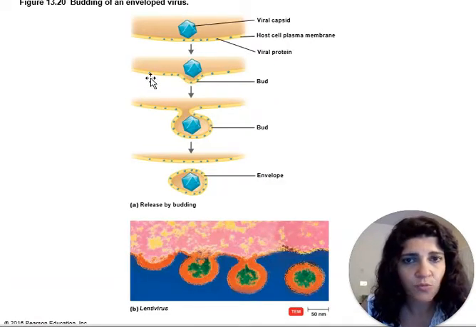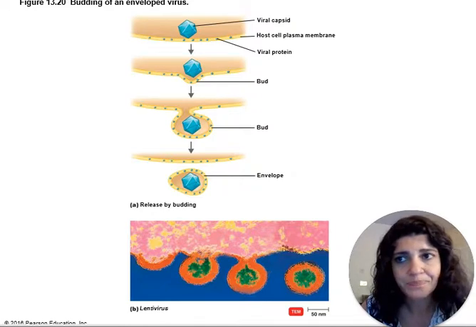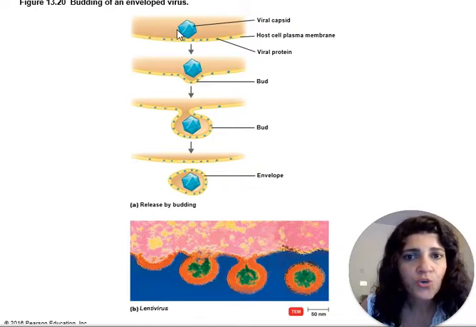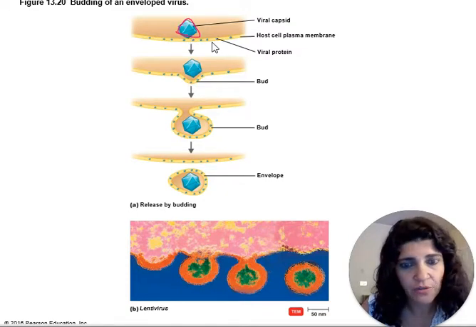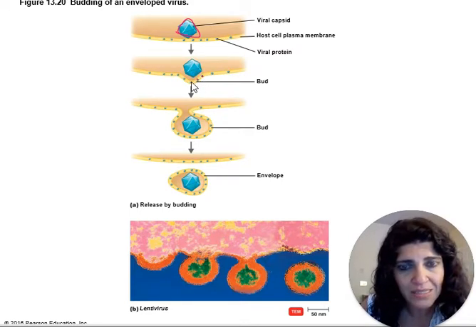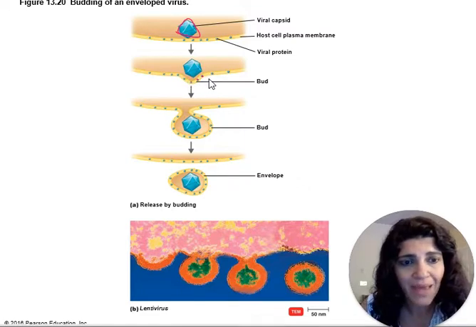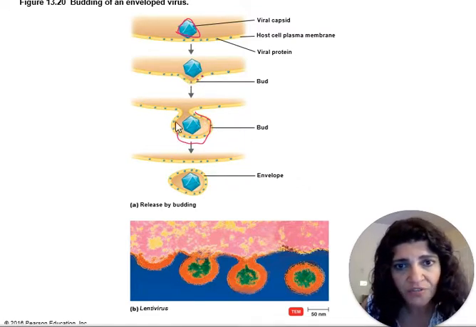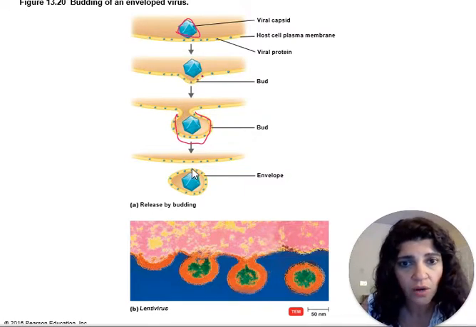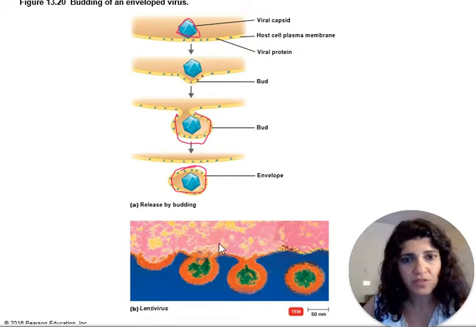During the release, this is what happens. You have the viral capsid here, and this is an enveloped virus. So how is that envelope going to be formed? The virus induces the spike proteins, which are these little blue points, to be formed and embedded in the plasma membrane. And then you have budding of the plasma membrane of the host cell, and then it just excises. Then you have the enveloped virus.